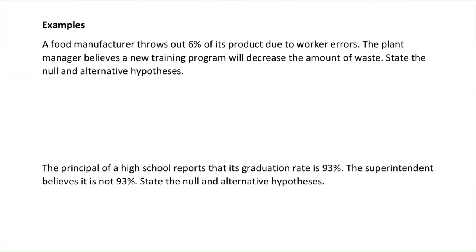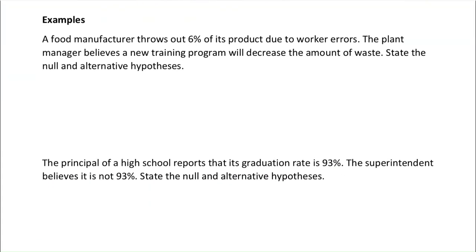So just as some examples in context, let's take a look at these and set up their hypotheses. So a food manufacturer throws out 6% of its product due to worker errors. The plant manager believes a new training program will decrease the amount of waste. State the null and alternative hypotheses. So again, we would have the null, and notice we're dealing with proportions now, right? Percents or proportions. So we're going to say P equals 0.06. That's the initial value given to us. So right now, 6% of their product is tossed out due to error. And they want to put in this new training program to see if they can reduce that amount.